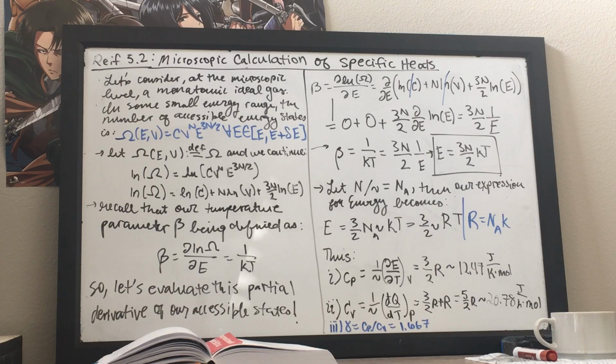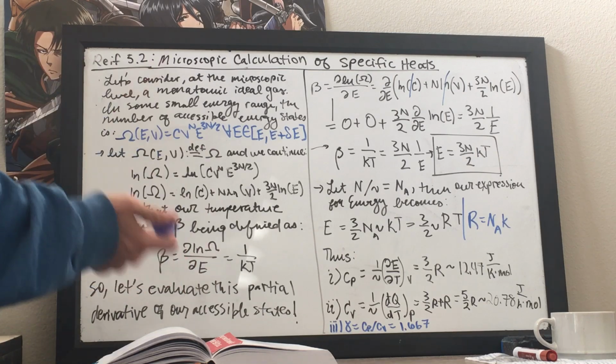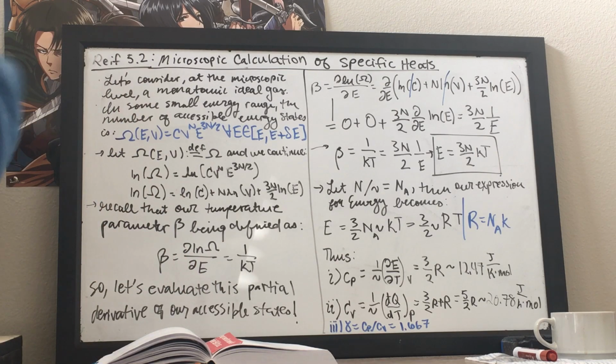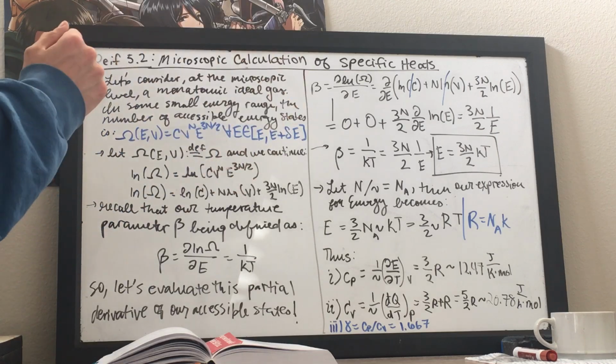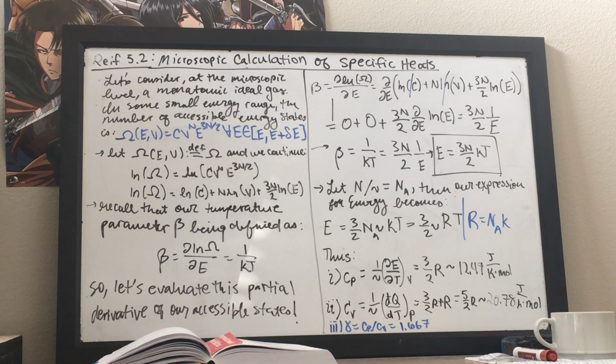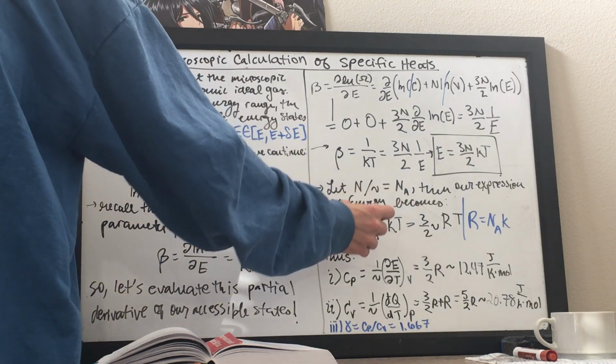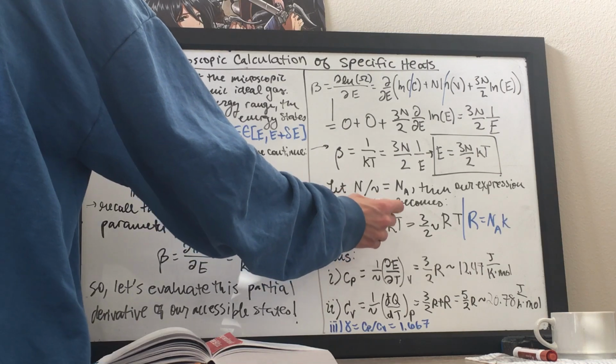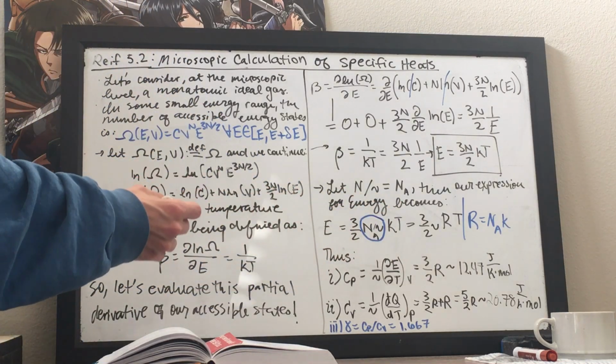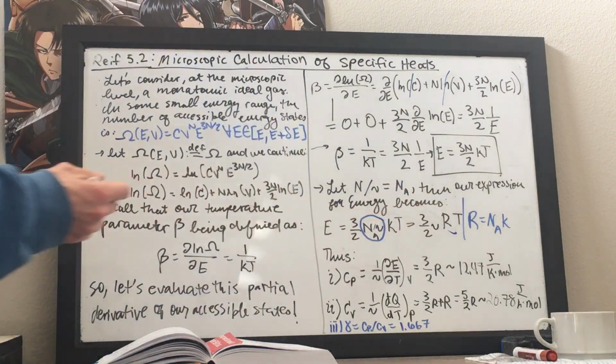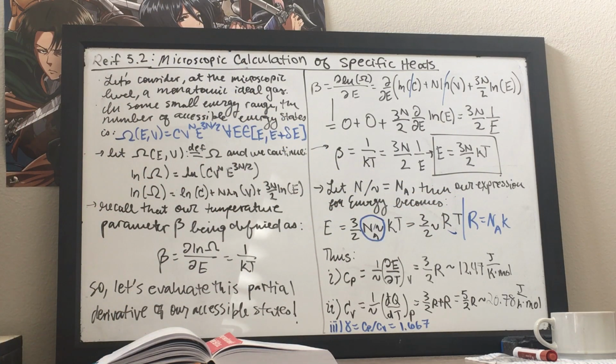Now, if we let our number of particles be equal to Avogadro's number times the number of moles of gas that we have, nu, we can rewrite our expression in terms of the ideal gas constant R. So what we essentially express is that Avogadro's number times k is equal to R, our ideal gas constant, right? Which works out because Avogadro's number is a constant, and k is also a constant.